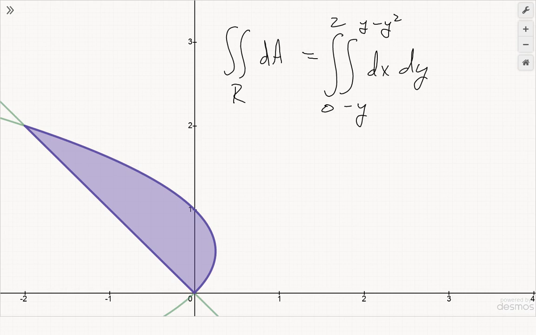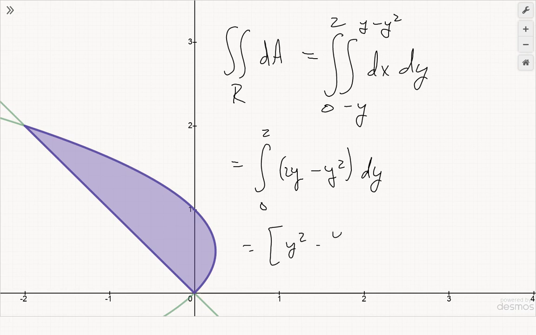And now this we can evaluate much more easily. So this is the integral from 0 to 2 of y minus y squared, so 2y minus y squared, dy. And so that's y squared minus y cubed over 3, evaluated at 2 and then 0. So that's 4 minus 8 over 3, which is 12 minus 8 over 3, so it is 4 over 3.